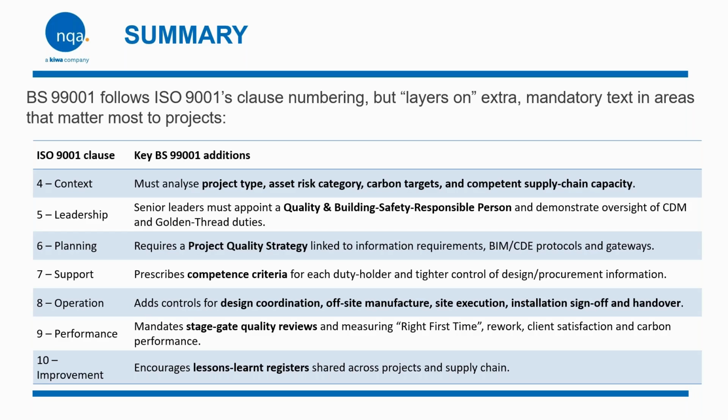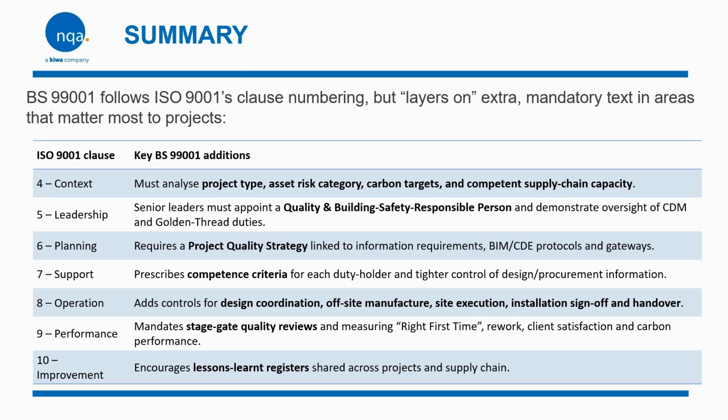Looking at leadership, leadership has to step up under BS 99001. You must now formally appoint quality and building safety representatives, someone who's a responsible person, someone with the right authority and is accountable. Leaders need to demonstrate oversight of this, the likes of CDM and the golden thread we mentioned. It's about leadership. It's no longer just about signing off the manual, it's about being visible and responsible for the quality and safety outcomes.